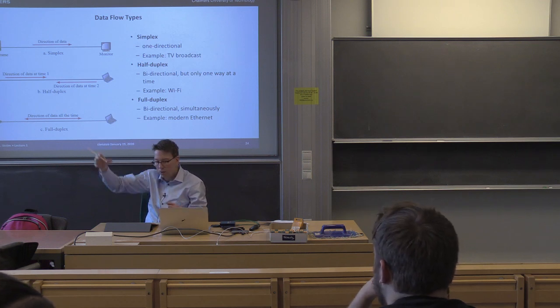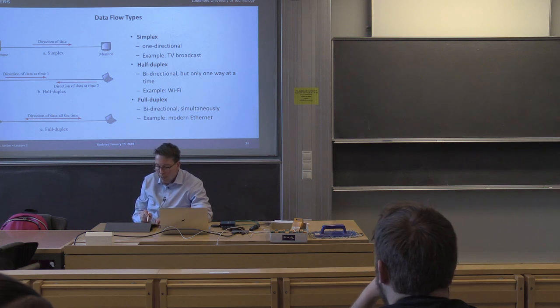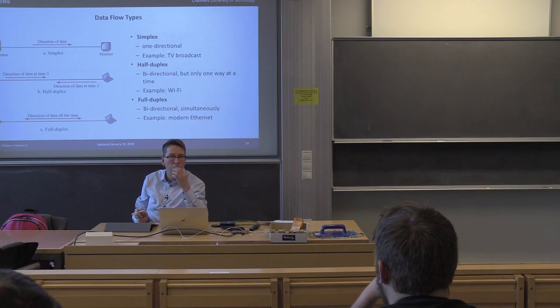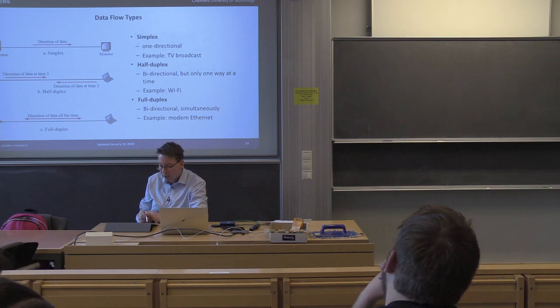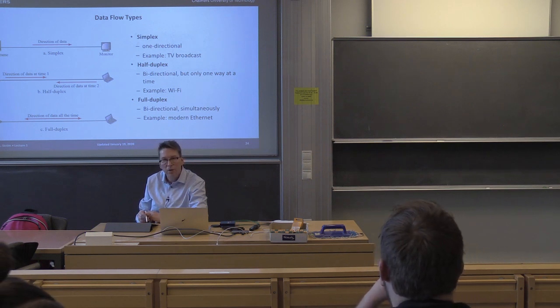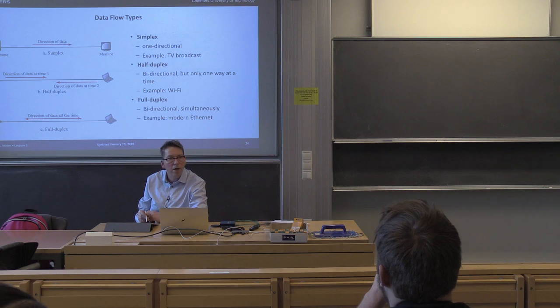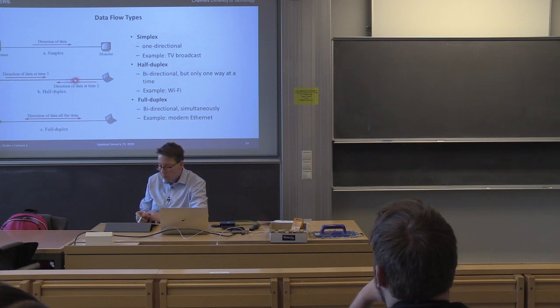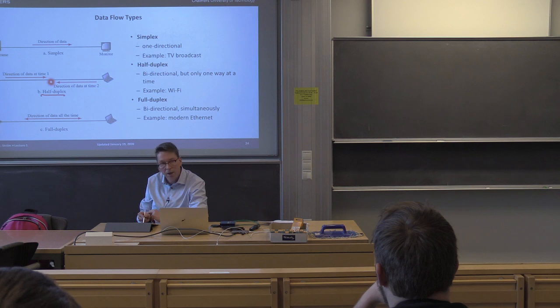So that's simplex. If we have duplex, that is when data goes in both directions, which is the more interesting part, I would like to say. So we will mainly treat the case when we have data going both directions. This is called duplex. And then there are two subcategories of duplex. Half duplex, meaning that data goes in one direction first and then goes in the other direction.